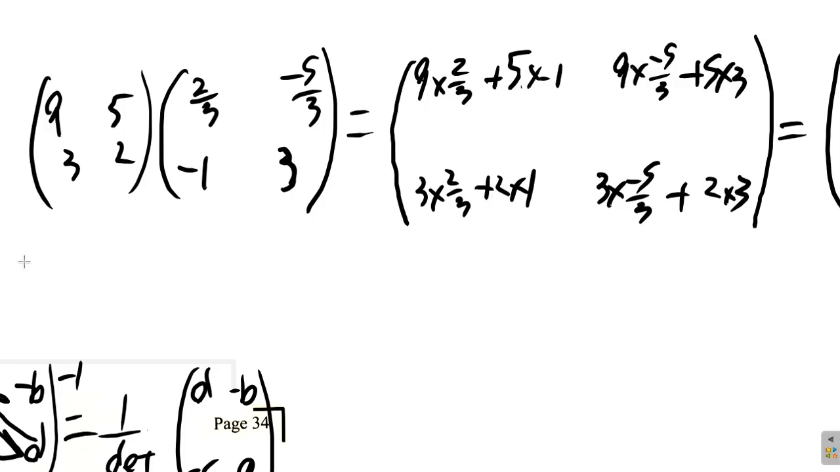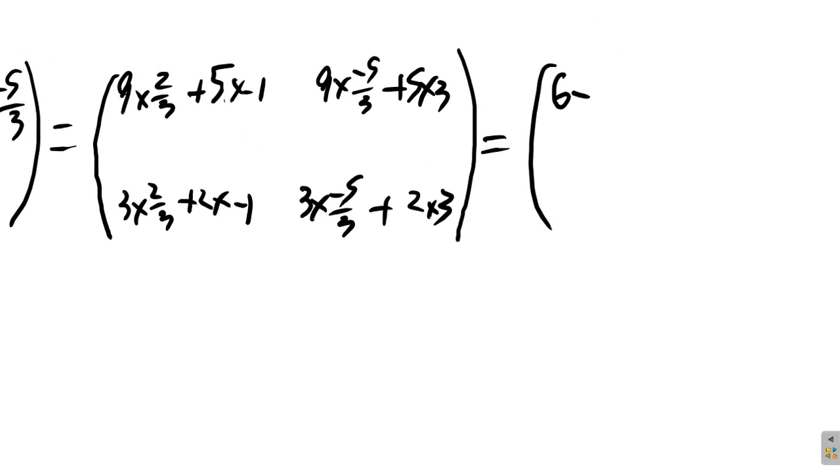Then after that, 9 by negative 5/3 plus 5 by 3 gives us this. Then 3 by 2/3 plus 2 by negative 1. So it's 2 by negative 1 there. And then we have 3 by negative 5/3 plus 2 by 3. Alright. So what do we have?